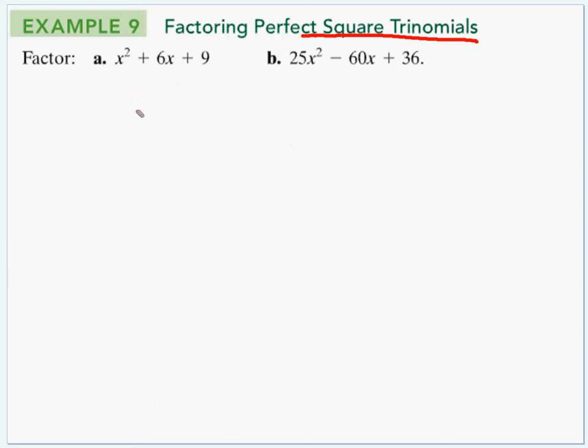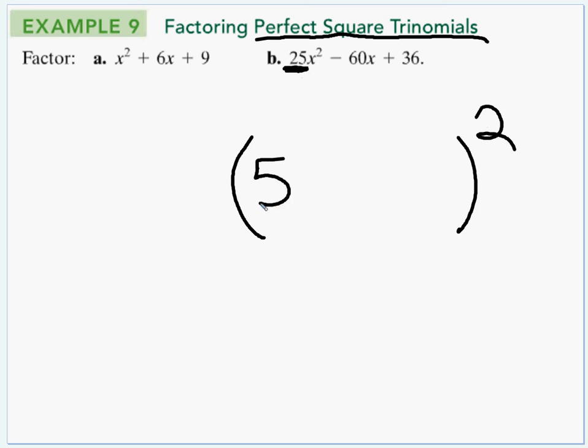Now, letter B, I'm very glad they told us that this is a perfect square trinomial because I know it's going to be something like this, quantity squared. What is the square root of 25? 5. Square root of x squared? X. Bring down the sign. In this case, it's a minus. What's the square root of 36?